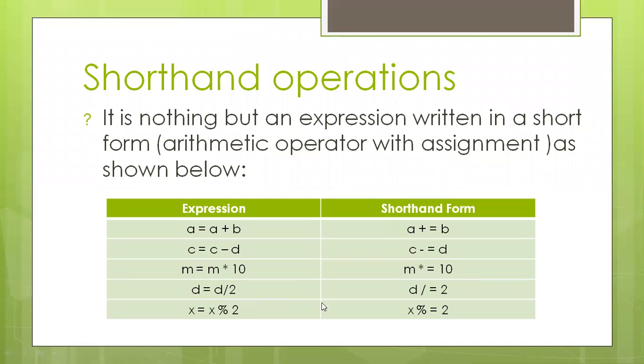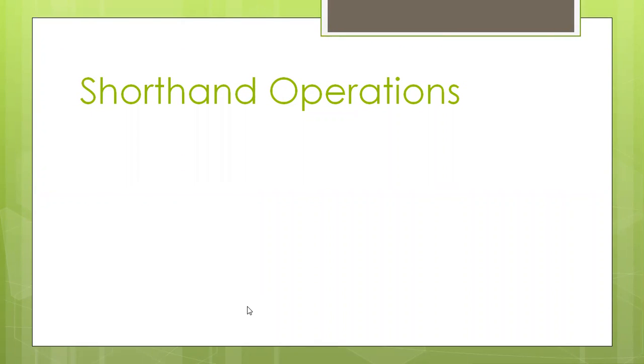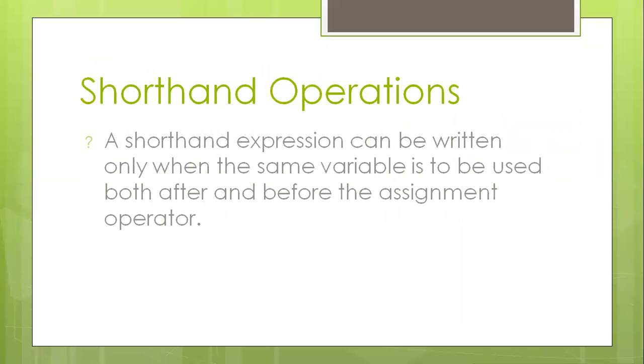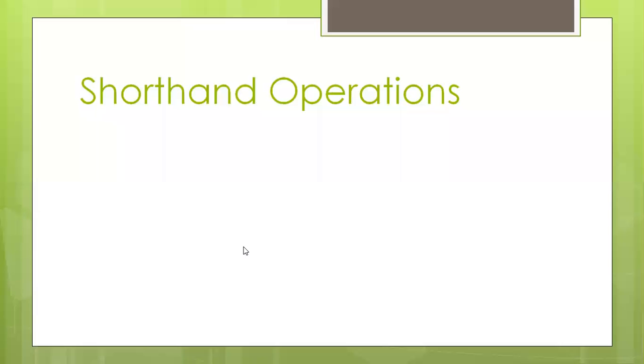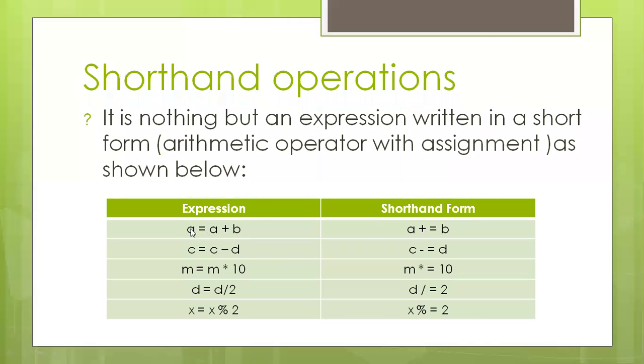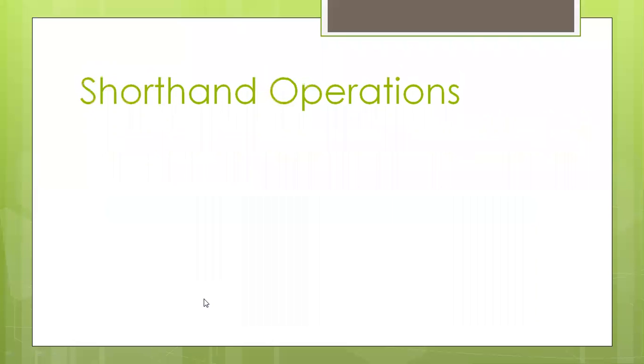D equals D divided by 2. So we can write D divided by equals 2. Same, X equals X mod 2. So we can write X mod equals 2. Okay. So the shorthand form can be written only when the same variable is used both before and after the assignment operator. Okay, see, the same variable A before assignment and after assignment, M before and after. Okay, that is important.